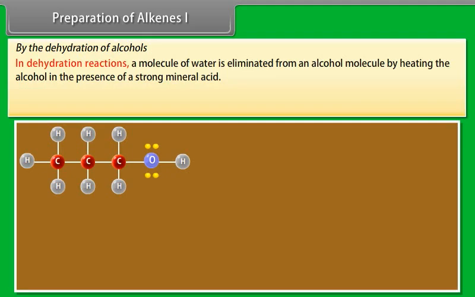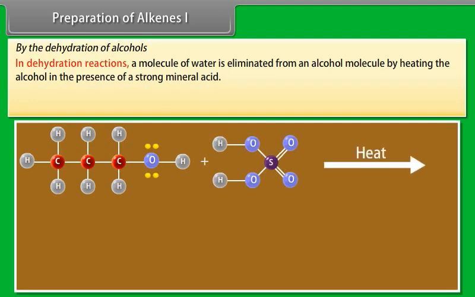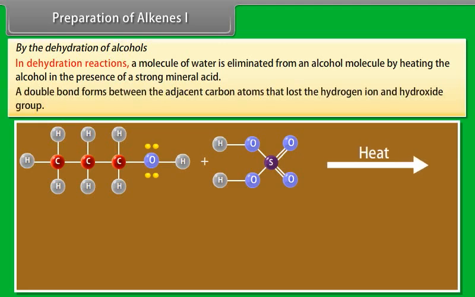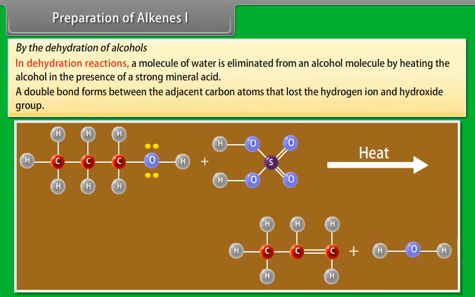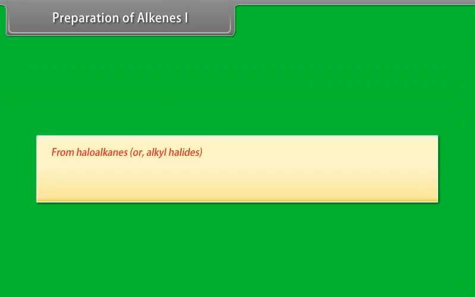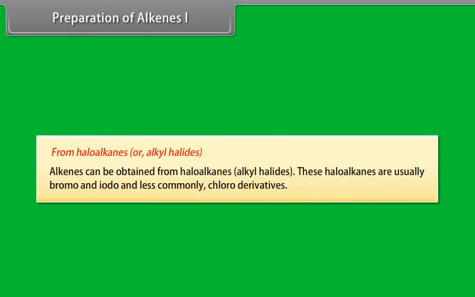In dehydration reactions, a molecule of water is eliminated from an alcohol molecule by heating the alcohol in the presence of a strong mineral acid. A double bond forms between the adjacent carbon atoms that lost the hydrogen ion and hydroxide group. From haloalkanes or alkyl halides. Alkenes can be obtained from haloalkanes, alkyl halides. These haloalkanes are usually bromo and iodo and less commonly chloro derivatives.